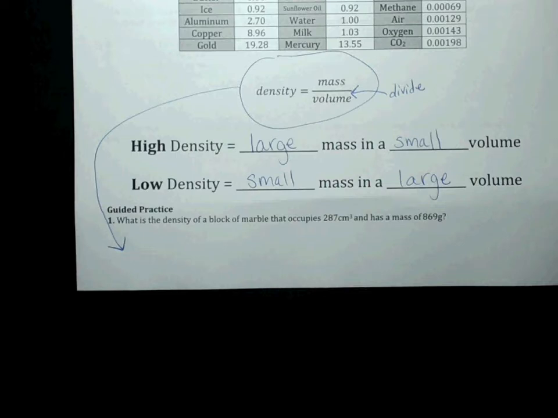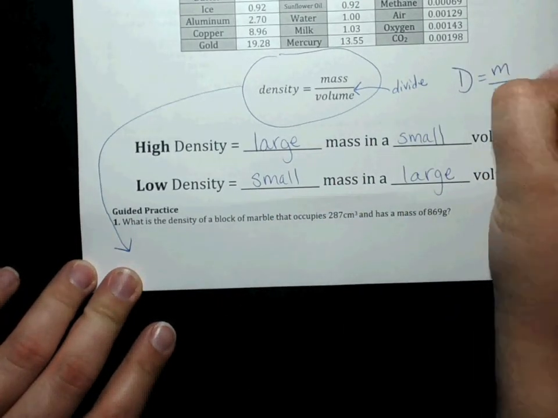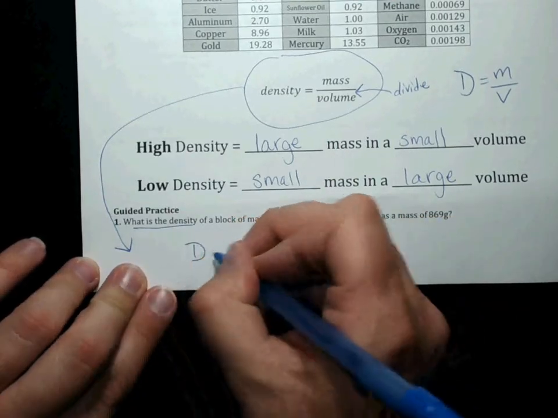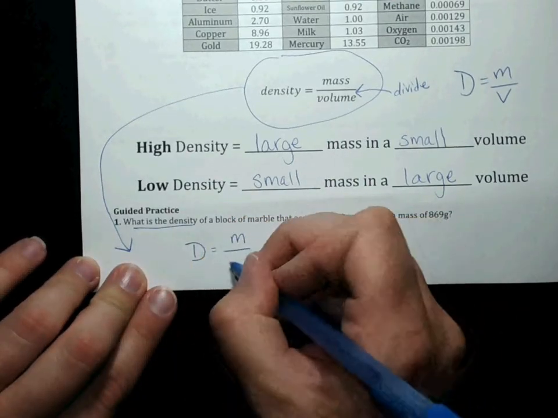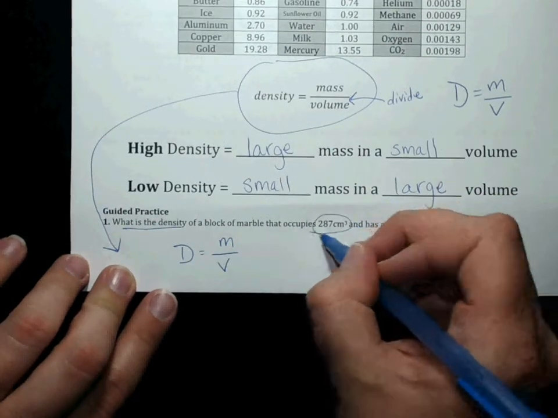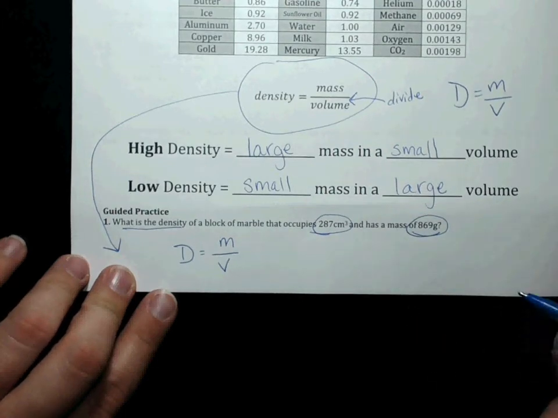So what we're going to do, and we can abbreviate that formula, we can just write D equals M over V. If they ask what is the density, well, I know density is D equals M over V, and they tell me it occupies 287 cubic centimeters, it has a mass of 869 grams.